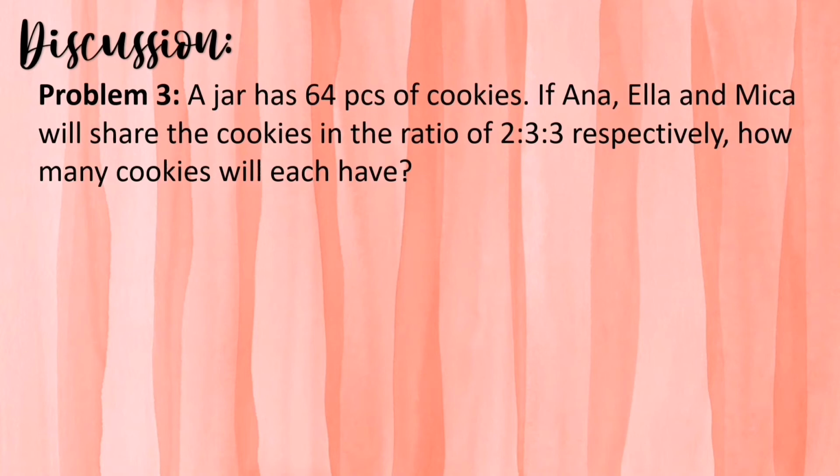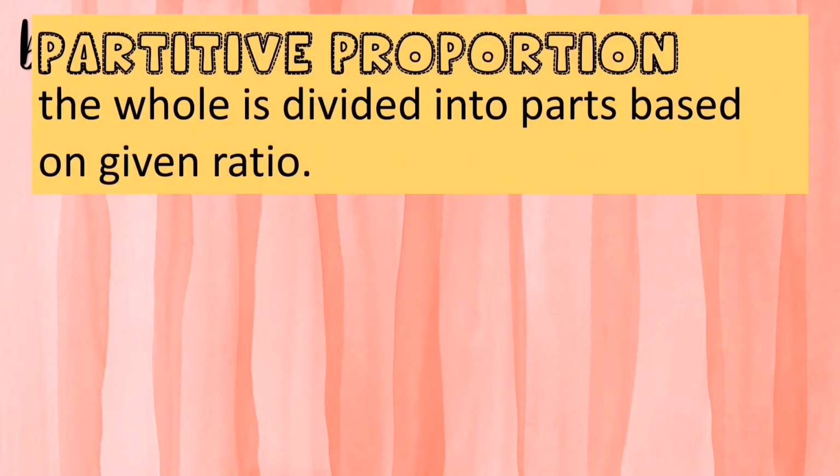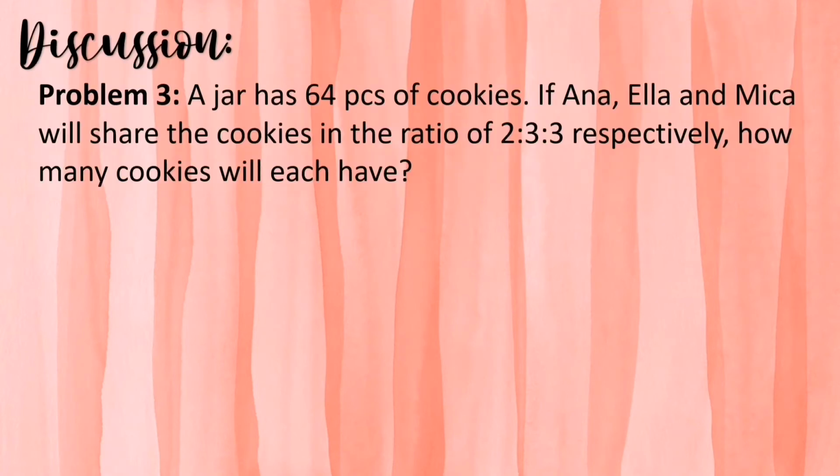So, kapag may nakita kayong ratio sa problem, ibig sabihin ito ay partitive proportion. So, the whole is divided into parts based on the given ratio. Dahil sa problem na to, yung 64 ay paghahati-hatian ni Ana at Ella at ni Mika, ibig sabihin, ito ay partitive. So, kapag dinivide or may sharing or may pagpa-parts, ibig sabihin, partitive yung proportion.